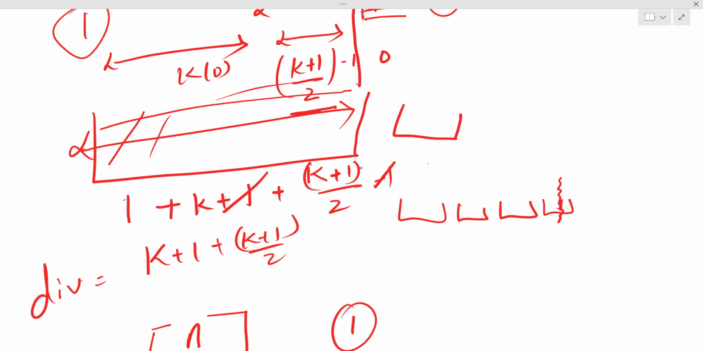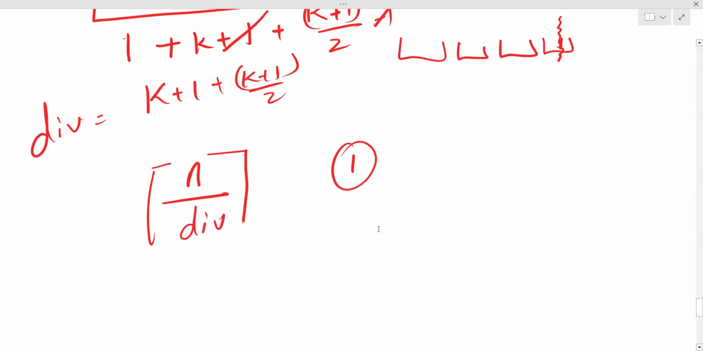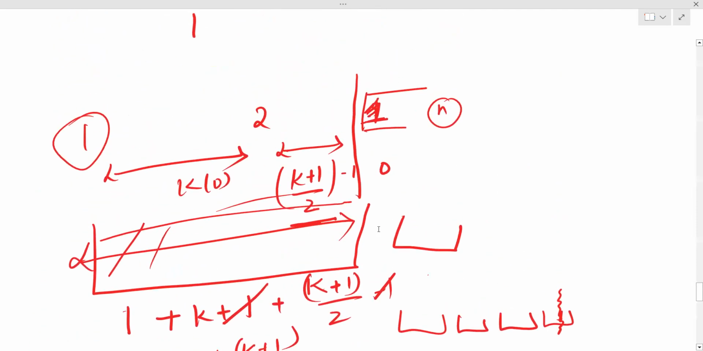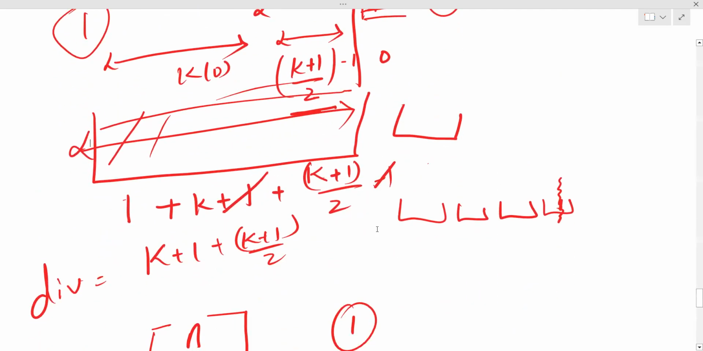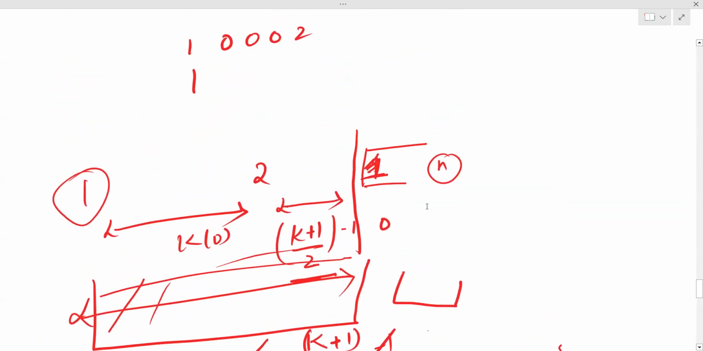Is this clear? Is it clear? Yes. Okay, someone said no. What isn't clear in this part? You'll have to explain, right? Which part isn't clear?